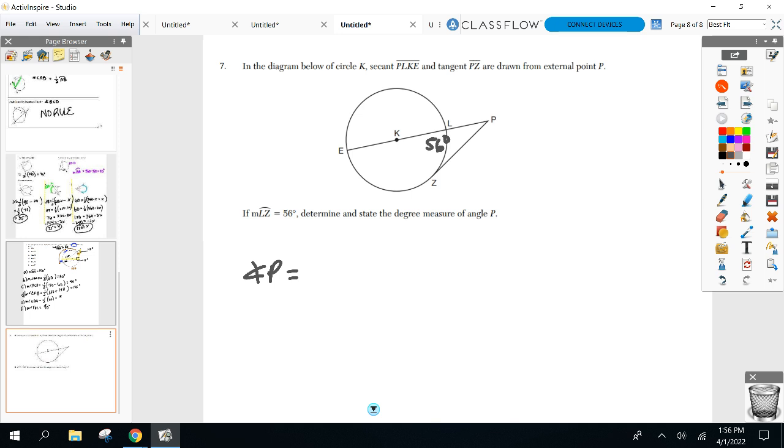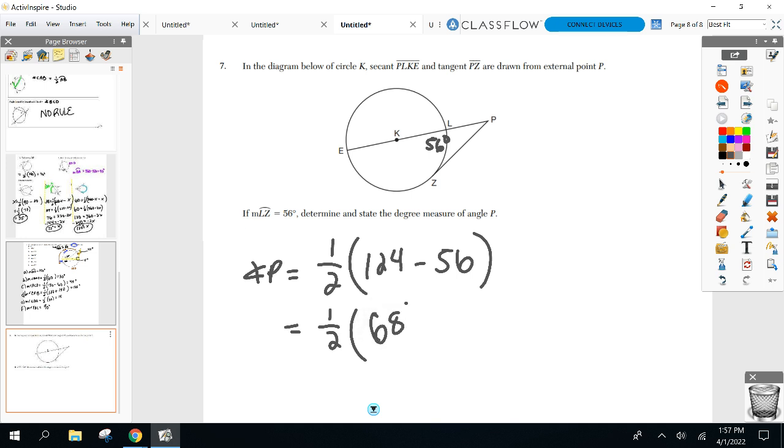Is angle P? It's obviously outside, so I know you're going to subtract 56 from the bigger one, but how'd you guys find the bigger one? What's this here? Diameter forms a semicircle, so this arc's going to be 180. What did that end up being? 124. And what was that? 68. You took half of 68. So 34 degrees.